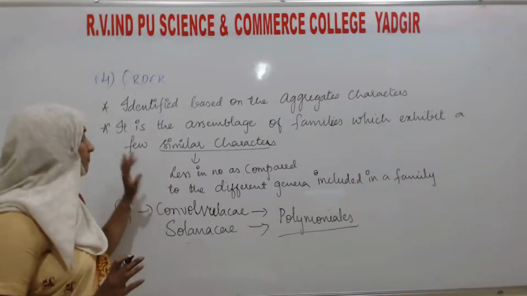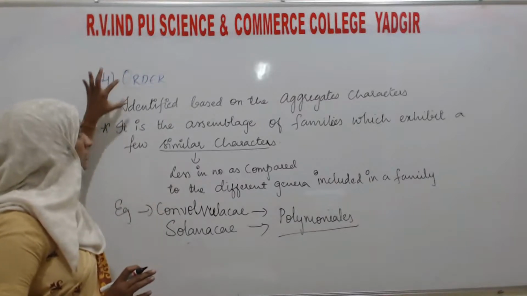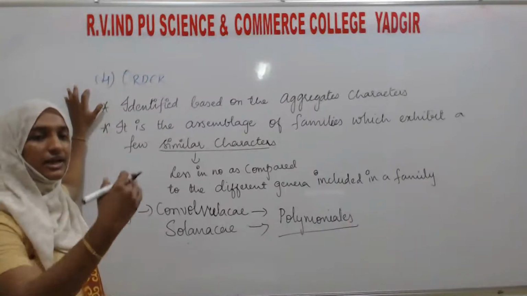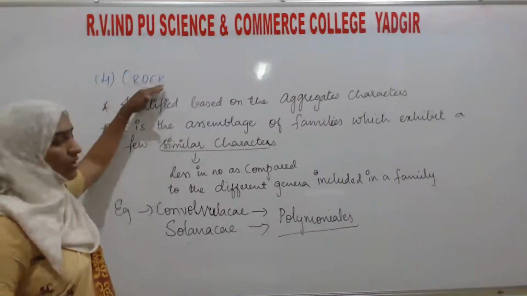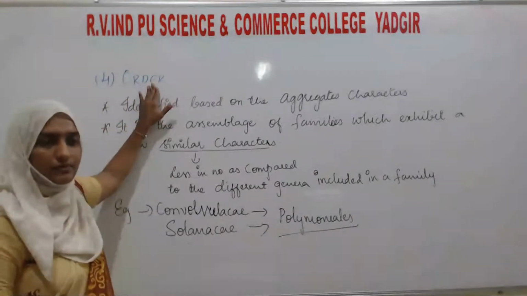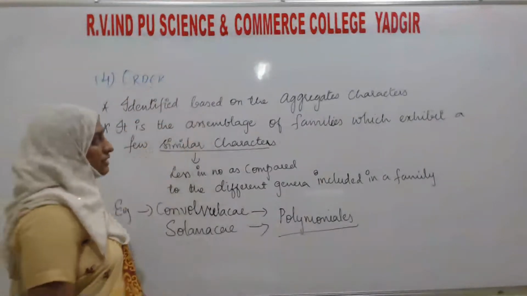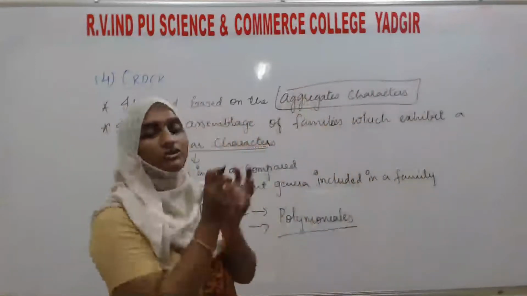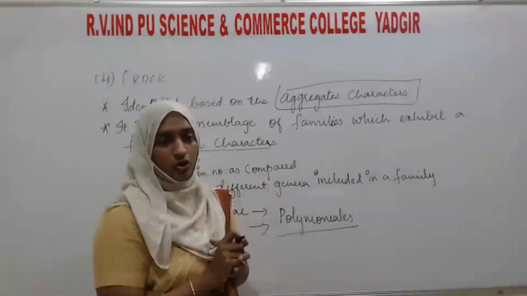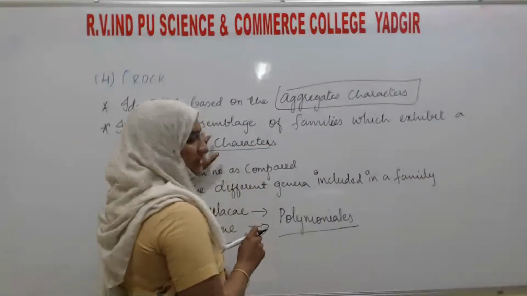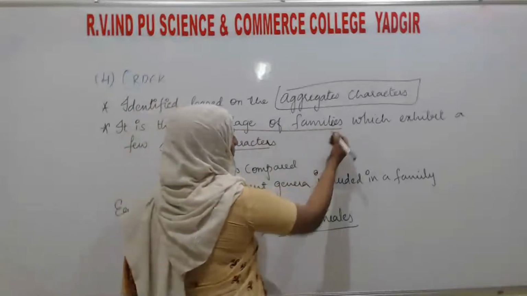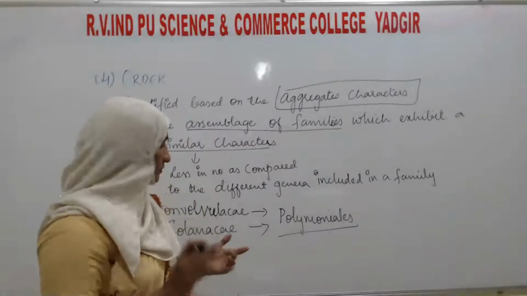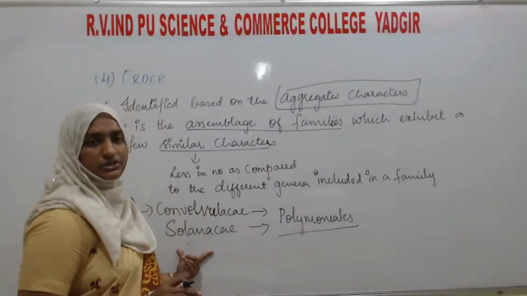Now next, see, the order is one of the higher categories as compared to the species, genus and family. Here the order is based on the aggregates of characters, where many characters are grouped. So here, an assemblage of families means many families are going to assemble, or group, over here, as you know, Convolvulaceae and Solanaceae.